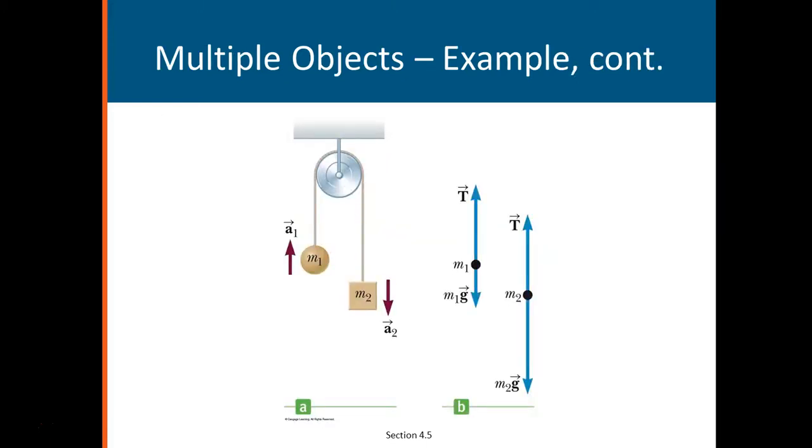Multiple objects, this is one example. We have mass 1 and mass 2. What we would do is draw 2 free body diagrams, one for mass 1. So this one's for mass 1: you have tension pulling up, and you have mass 1 times gravity pulling down. That's just the force of gravity, or the weight. Then for the second one, you have mass 2, with the tension pulling up and the force of gravity on mass 2 pulling down.